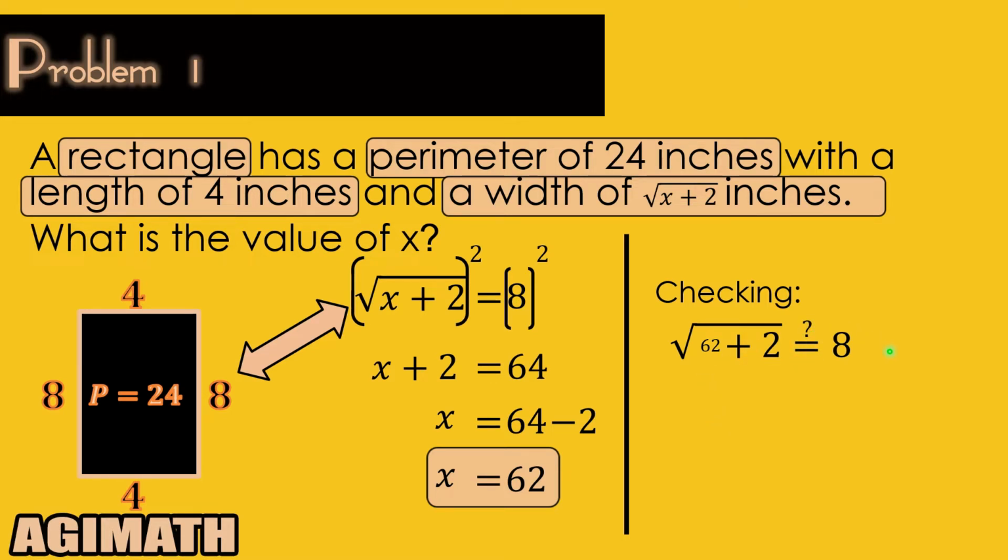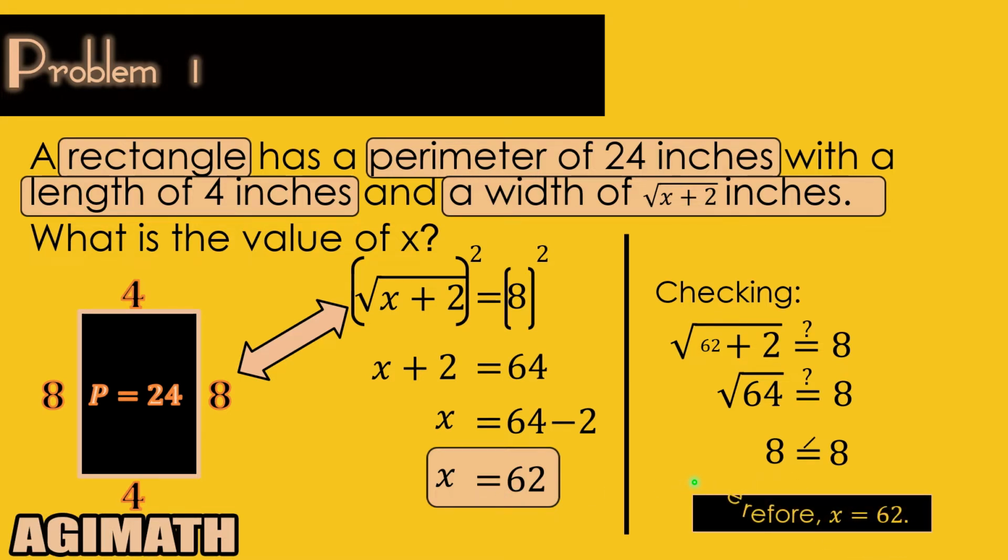So to find out, we need to simplify. The square root of 62 plus 2 is equal to the square root of 64. Is it equal to 8? What's the square root of 64? That is equal to 8. So is it equal to 8? Yes. So if you got it equal on the last stage, meaning your answer, which is 62, is correct. Therefore, x is equal to 62. And that is problem number 1.